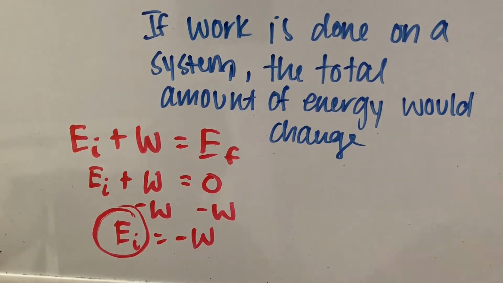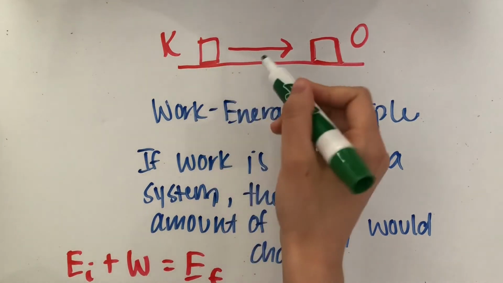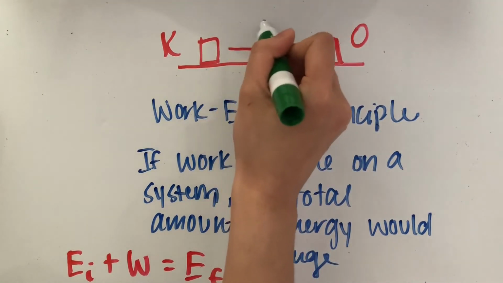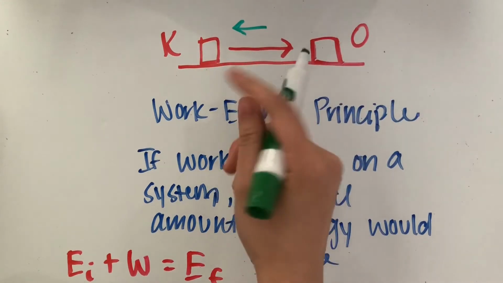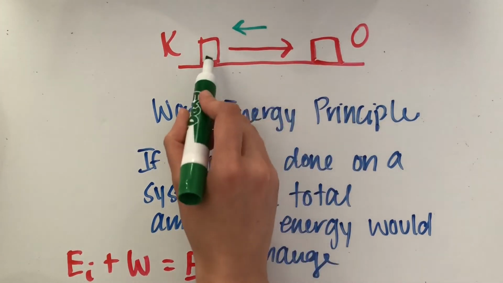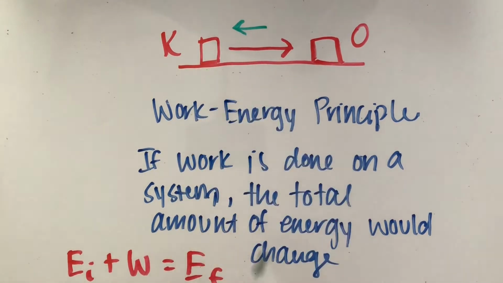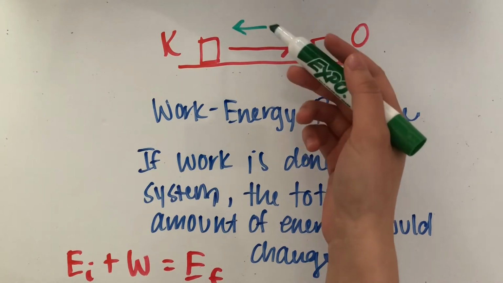There is a catch to this though. Notice how the frictional force working on the block is parallel to the block's motion. So the frictional force was acting this way, in the opposite direction, but it was parallel to the direction of the block's motion. And because it was parallel, it was able to do work on the block.